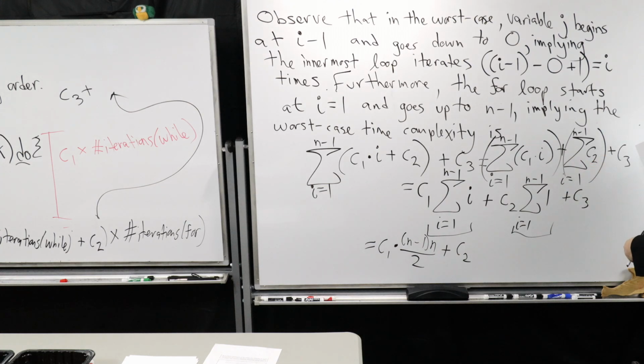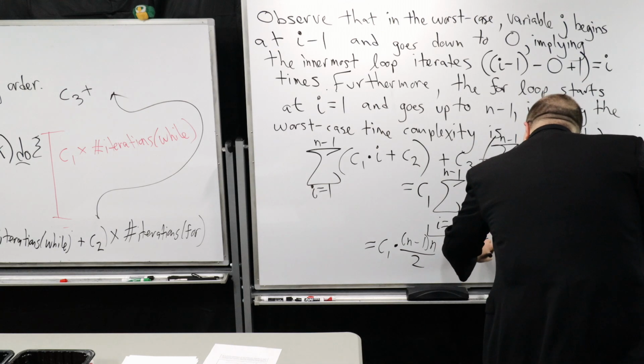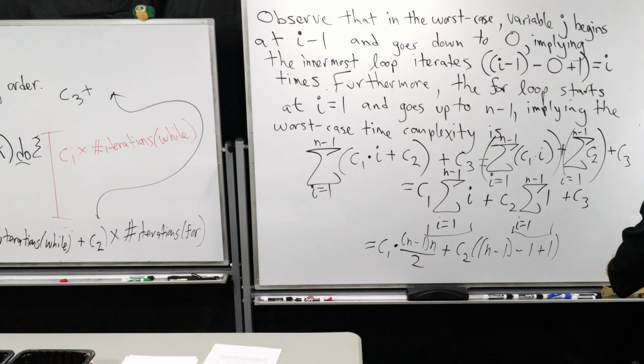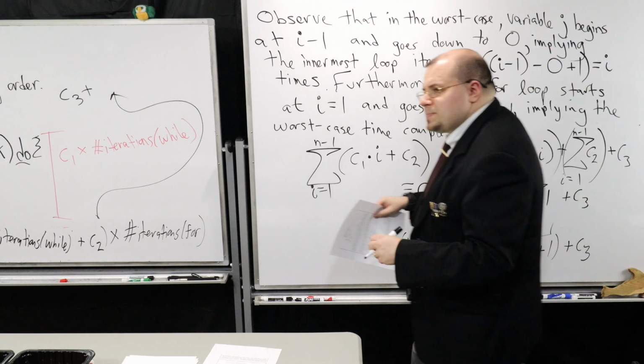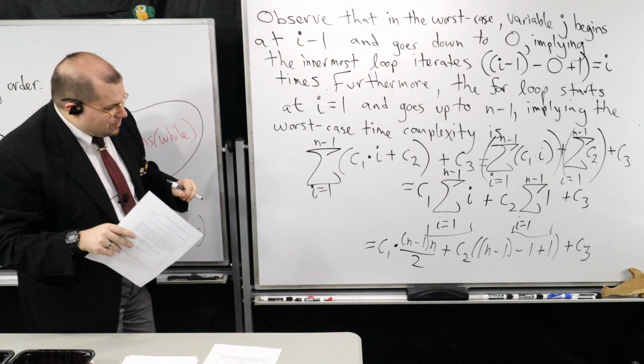Then now I have this closed form. I know how to do this one. I take n minus 1, I subtract 1, and then I plus 1. And then I have C3 still kicking around. So now I'm just going to simplify a little further down.